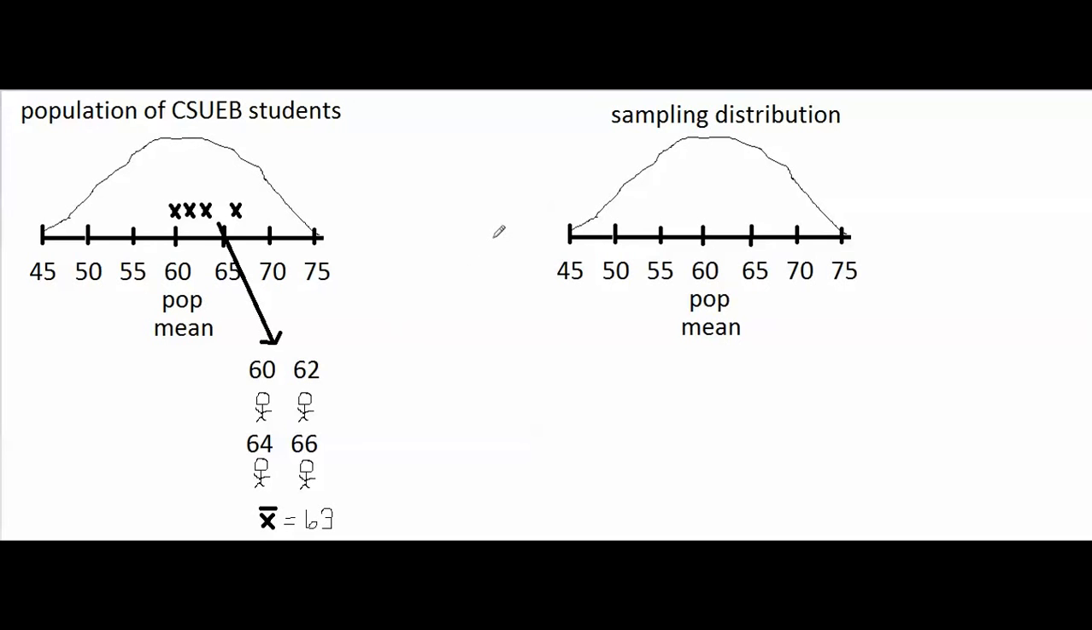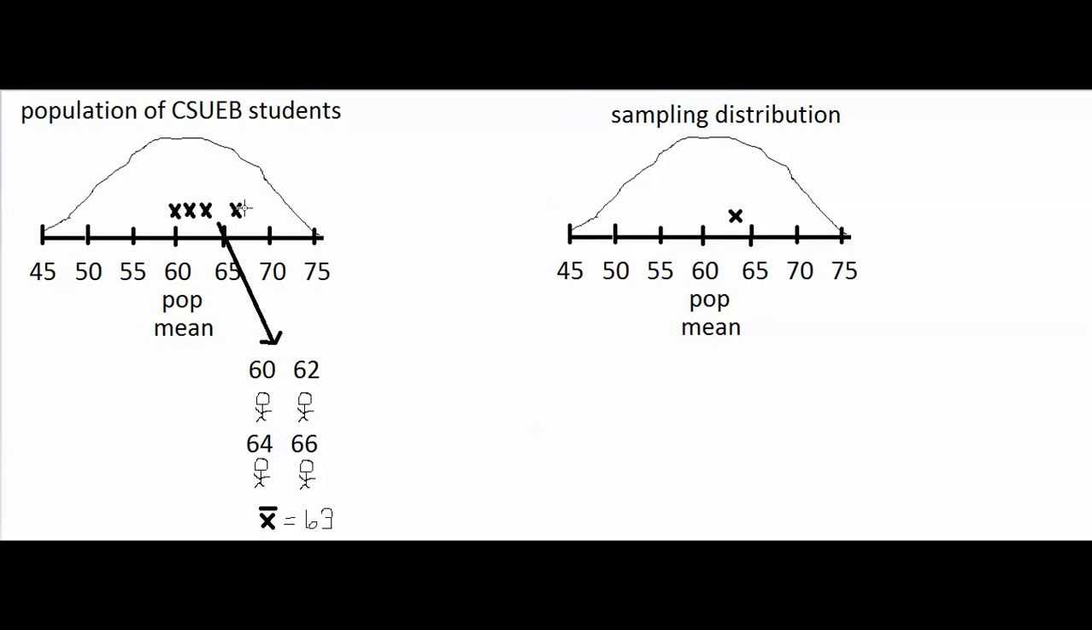And the mean of my sample right here would be one value under this sampling distribution over here. So here's an X. This sampling distribution includes the means of all possible samples of 4 people that I could have selected from the population.